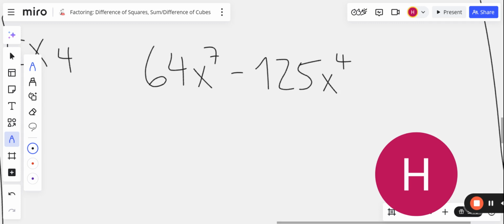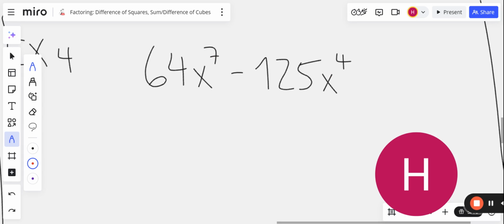So what's the dealio here? What's going on here? It's not really a difference of squares, we can tell, right? It is subtraction. It might be a difference of something. But we don't see squares because even though this is a perfect square, this is not a perfect square. 7 is not an even power, so it can't be a perfect square.